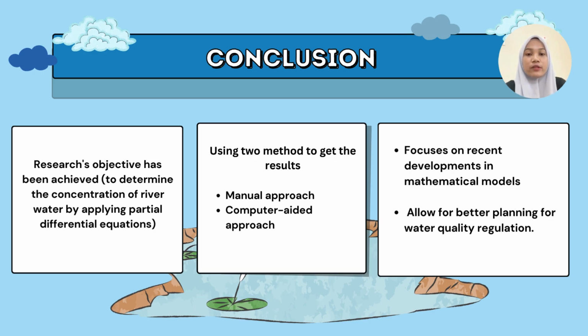The first method is the manual approach, which offers insights into specific scenarios, but its applicability is limited by the complexity of real-world river systems. The second method is computer-aided simulations, which offer more versatile and practical solutions. Hence, this study primarily focuses on recent developments in mathematical models that allow for prediction of river water pollution concentration levels. Thus, we believe these mathematical studies would allow for better planning for water quality regulations.